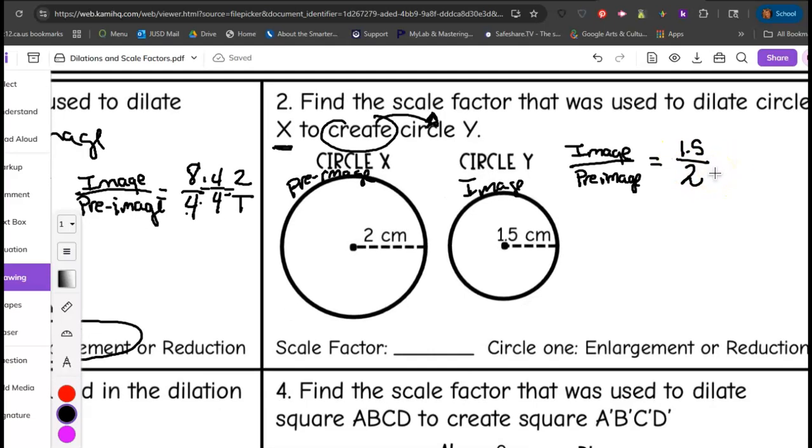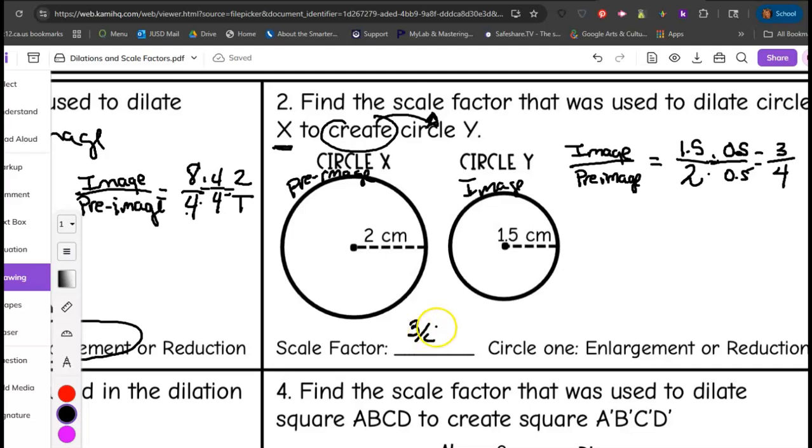Now I'm not sure if 1.5 can go into 2. So I'm going to say 2 divided by 1.5, and it gives me a decimal. But I know that 0.5 can. So if I divide this by 0.5, and I divide this by 0.5, if I'm thinking of money, $1.50, there's 50 cents. How many 50 cents are in $1.50? Well, 1.5 divided by 0.5 gives me 3. And how many 50 cents are in $2? Well, there's 2 50 cents in $1, so that'd be 4. So my scale factor is 3/4.